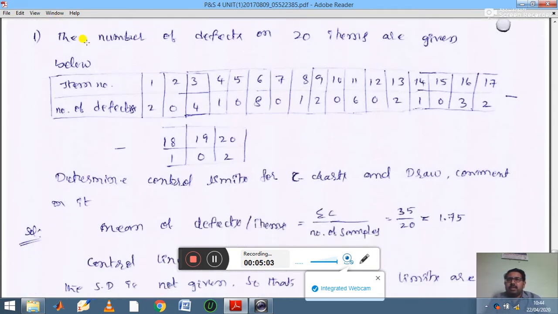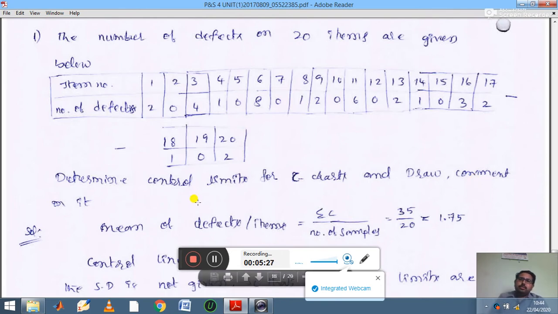Here in the first example, the number of defects on 20 items are given below. So the item numbers and the number of defectives are given here. Items 1 to 20 and the corresponding numbers of defectives are given. Determine control limits for the C chart and comment on it.